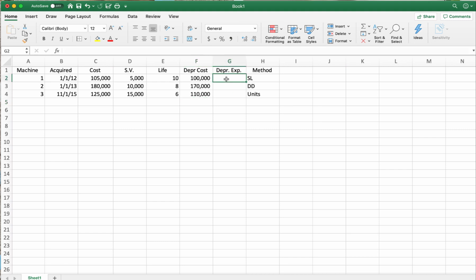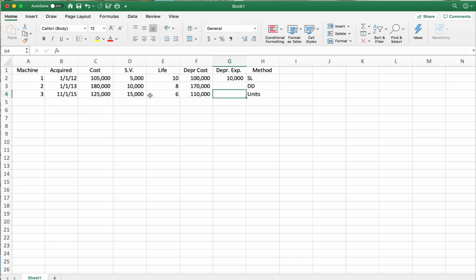Okay, so what is my depreciation expense per year for machine 1? Super easy. I take my depreciable cost of $100,000, and I divide it by 10 years, which is that useful life. I get $10,000 per year, right? Can I do the same thing for double declining? No, because depreciation expense is going to change each year, based on our book value of that machine, okay?